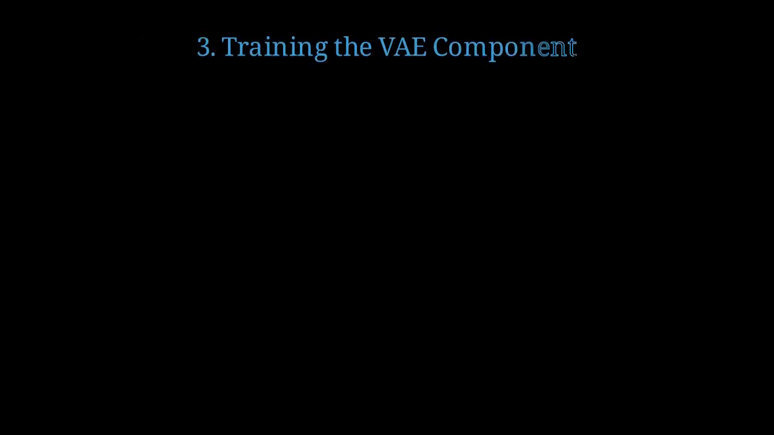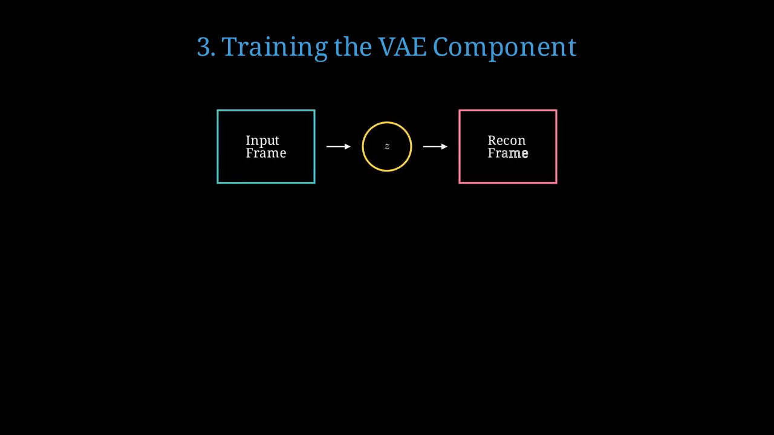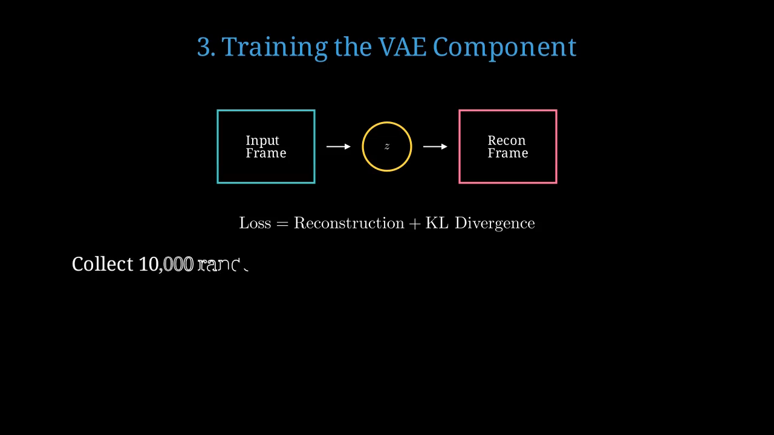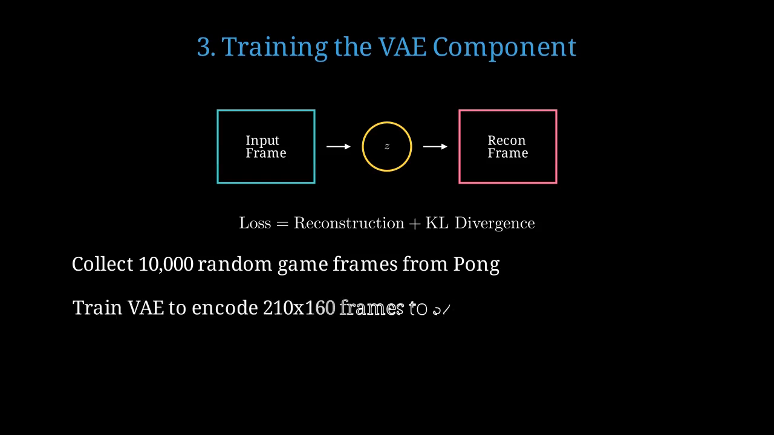Let's see how to train the vision component that compresses Pong frames. The VAE learns to compress game frames into a small latent vector Z, then reconstruct the original frame from it. The VAE loss combines reconstruction error to preserve details, plus KL divergence to keep the latent space well structured. First, collect around 10,000 frames by playing Pong with random actions to get diverse training data. Train the VAE to compress each 210 by 160 pixel frame into a compact 32-dimensional latent vector.